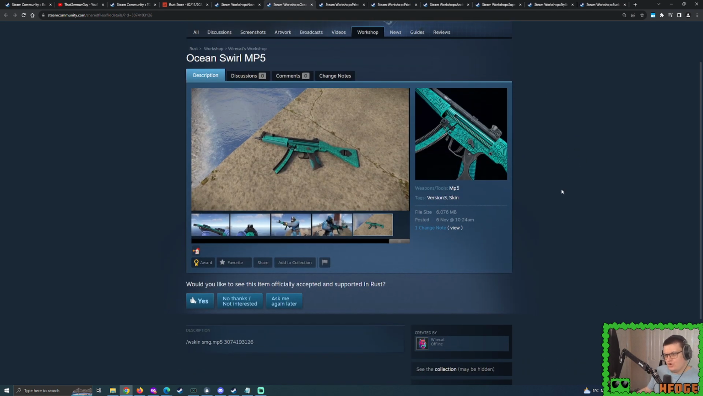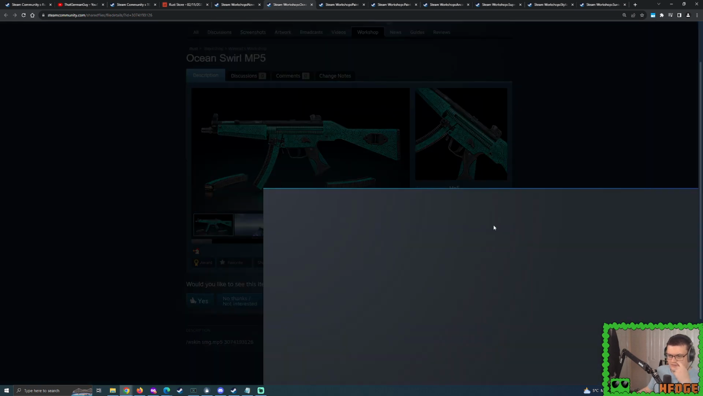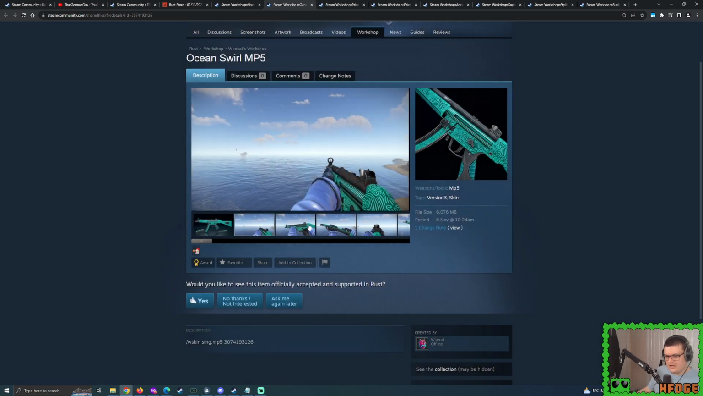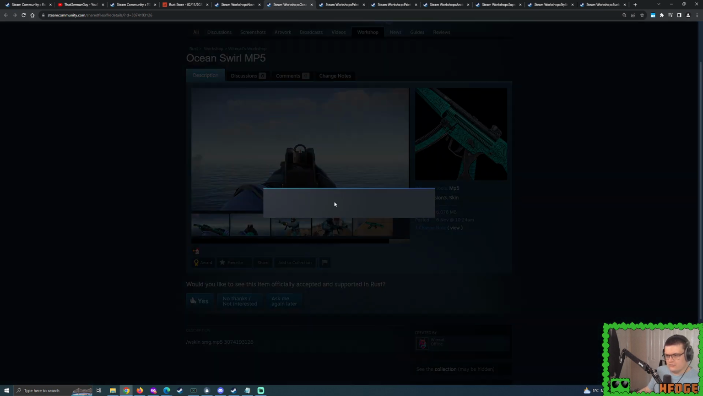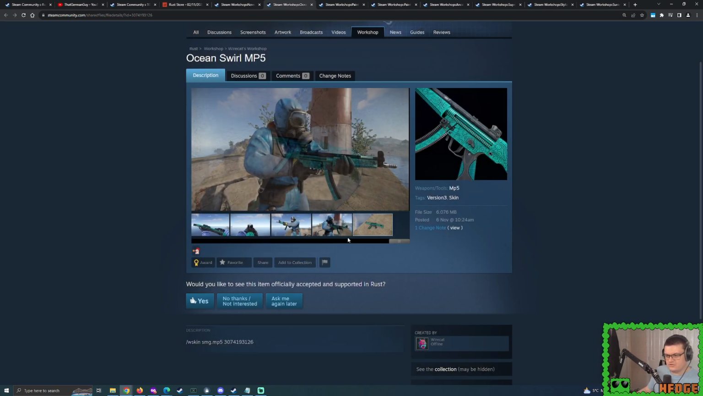Then we got the likes of the Ocean Swell MP5. This is made by Wirecat. Get a look at this. Very nice and swirly. Indeed, as labelled. So, aim down the sight. What do we see? A very useful red aim sight right there. That should be very nice and complimentary.